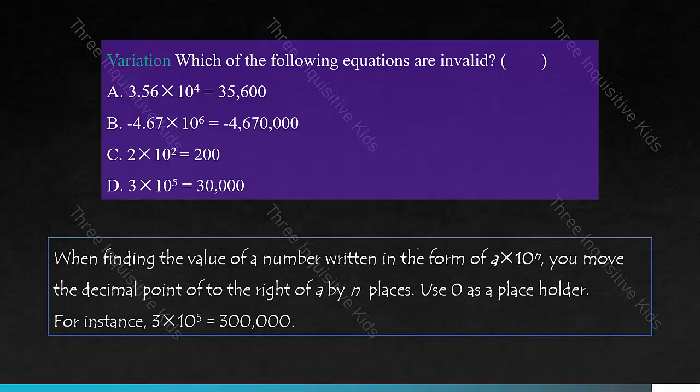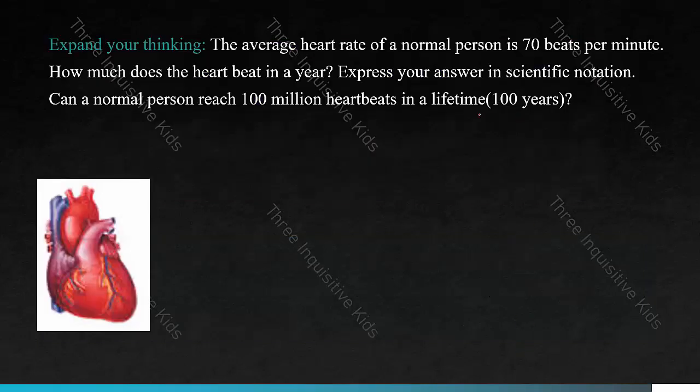When finding the value of a number written in the form of a times 10 to the nth power, which is scientific notation, you move the decimal point to the right of a by n places. You can use 0 as a placeholder. For instance, if we have 3 times 10 to the fifth power, this is where the decimal point starts. This is the original place of the decimal point. And you move the decimal point to the right 5 times because 5 is our exponent. 1, 2, 3, 4, 5. And then we use 0 as our placeholder. We're left with 300,000. And so our answer to this question would be D.